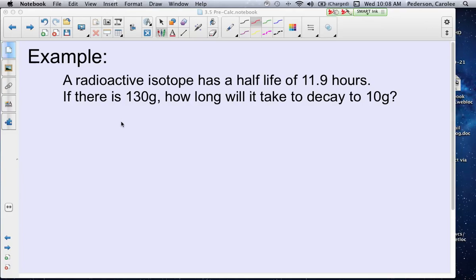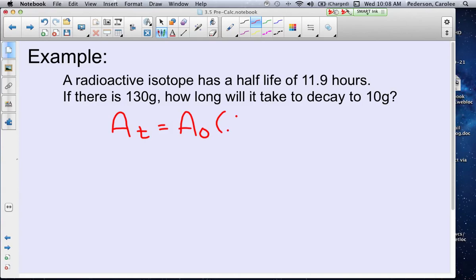So we have that initial equation, A sub t equals A sub naught times 0.5 raised to the t over k. A radioactive isotope has a half-life of 11.9 hours. So where is that going to go? It's telling us how long it takes for the isotope to decrease by half. So 11.9 hours is what in this equation? It's the k. So it doesn't always have to be years.